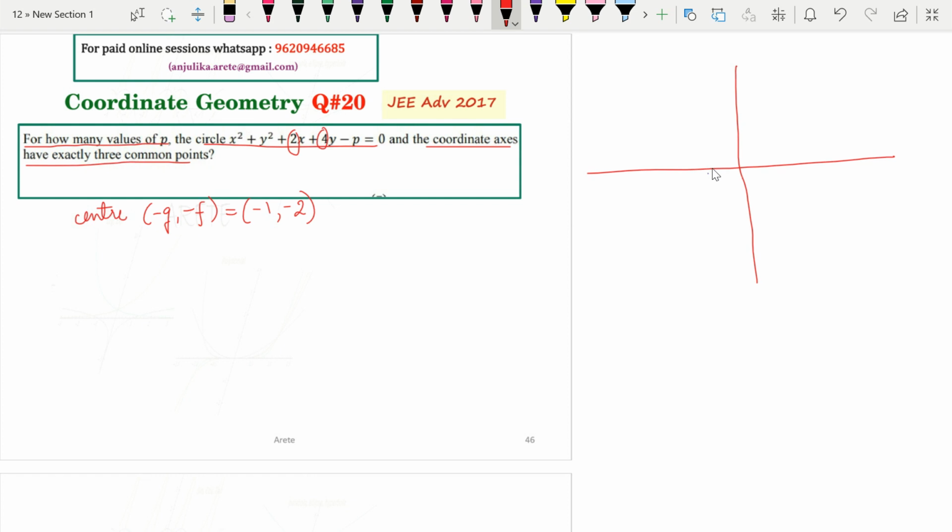You know already, so we can just quickly draw where is my center. Okay, so this is 1, negative 1, and 2 down. So this is my center, that is minus 1 and minus 2. Okay. Now what do you want? You want to have only 3 points in common.